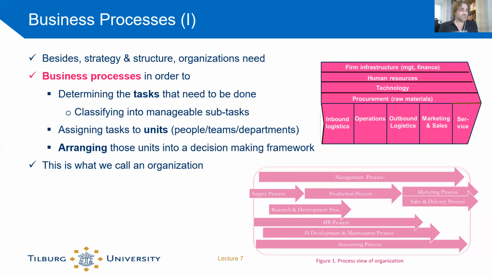And you need processes in organizations in order to, well, be organized. You need business processes in your organization because that allows you to determine the tasks that you need to do in the organization. So you need to classify everything that the organization has to do in manageable, concrete subtasks. You need to assign those tasks to units. Units can be people, but can also be teams.